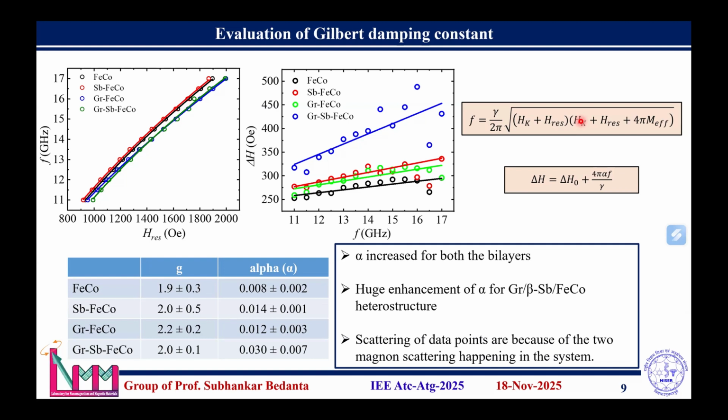But from the data, below 11 gigahertz also, there is a decrease in the linewidth delta H. At low frequency it is very high, then it starts decreasing, and then it starts increasing. That's why we have considered the linear range where it is increasing with the frequency. The TMS calculation, we can look at that. But it is true that this FeCo system has very strong two magnon scattering.